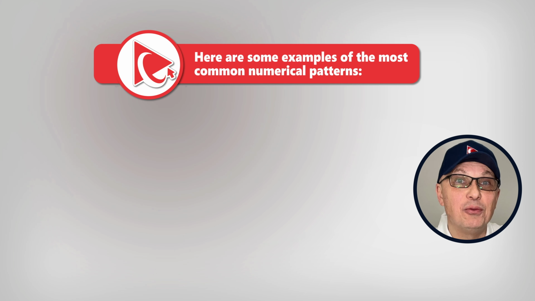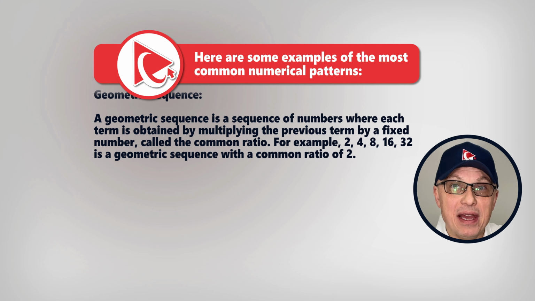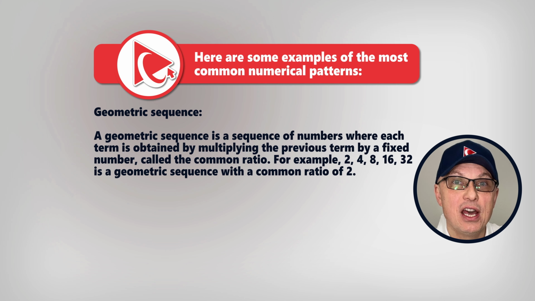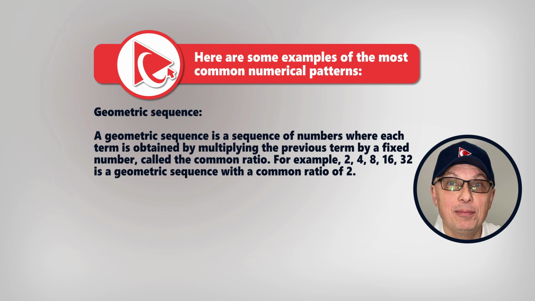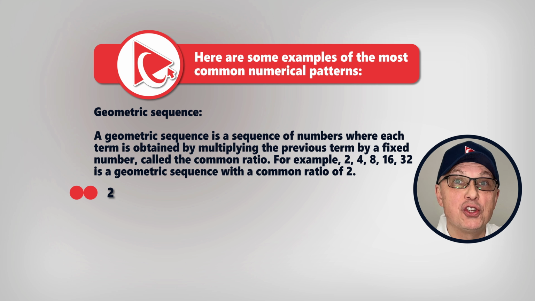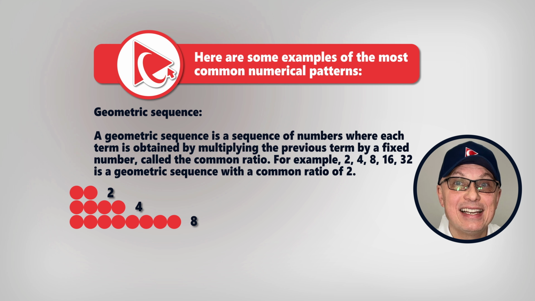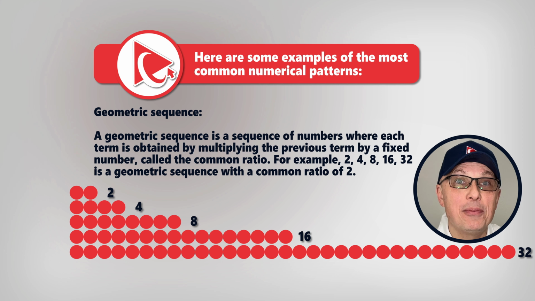Number 2 on the list would be the geometric sequence. A geometric sequence is a sequence of numbers where each term is obtained by multiplying the previous term by a fixed number called a common ratio. Let's look at an example. Numbers 2, 4, 8, 16, and 32 represent a geometric sequence with a common ratio of 2.